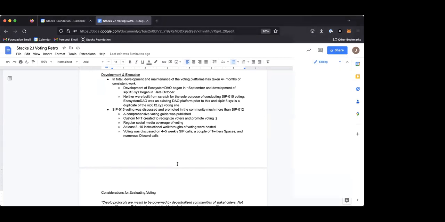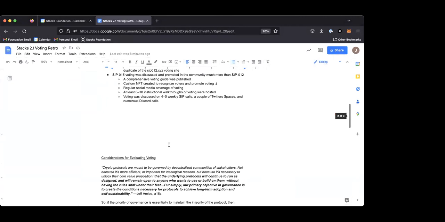It's worth noting that neither of these were custom built for this purpose. Ecosystem DAO was an existing platform, but Mike did a ton of upgrading for this particular vote, and same for the SIP-15 website that was used. The same site was used for the SIP-12 vote, but Jason also did a lot of updating and had to write lots of custom contracts. So again, thanks to you guys for doing that.